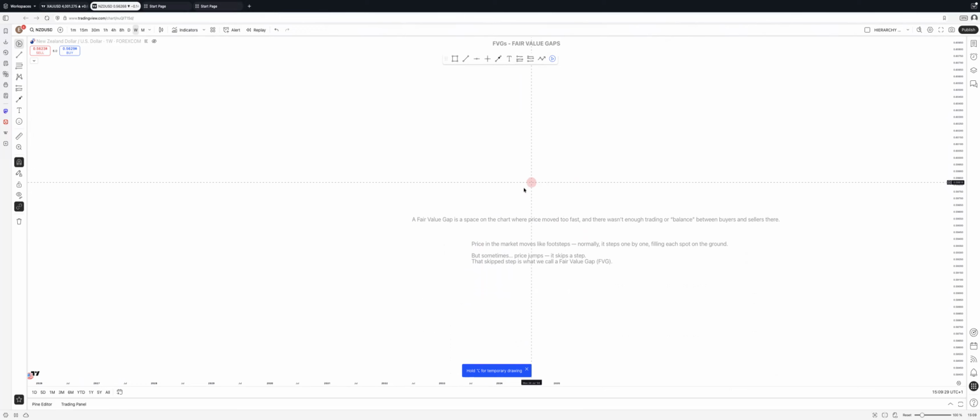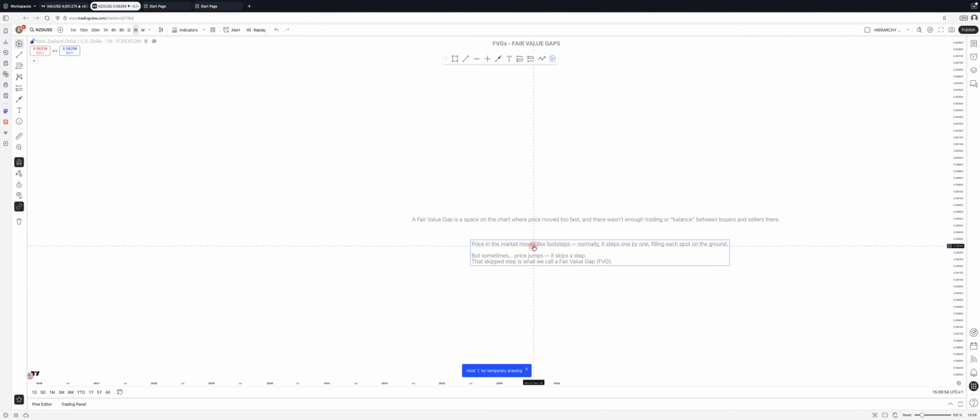A fair value gap is a space on charts where price moved too fast and there wasn't enough trading or balance between buyers and sellers. I'll show you guys on chart. But I brought this simple analogy to explain to you, so that even if you did not know anything about fair value gaps before, with my simple explanation you'll be able to understand.